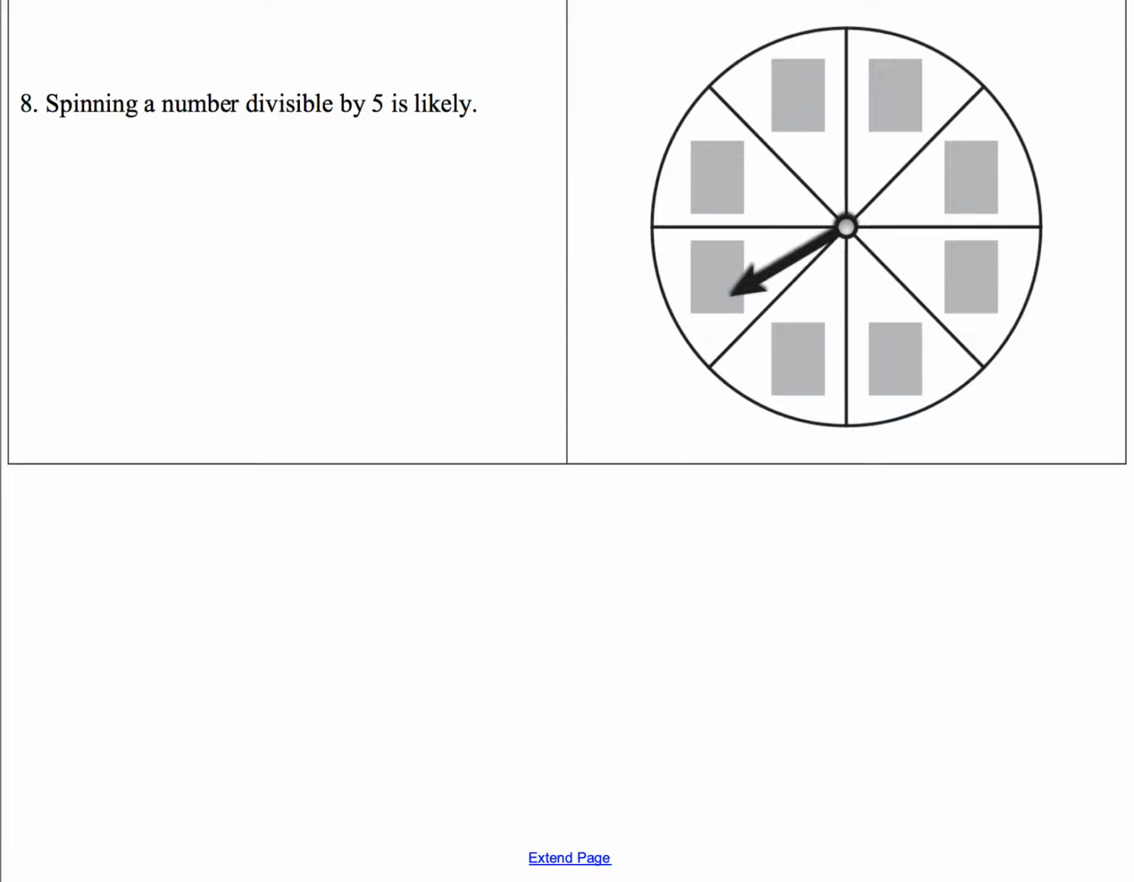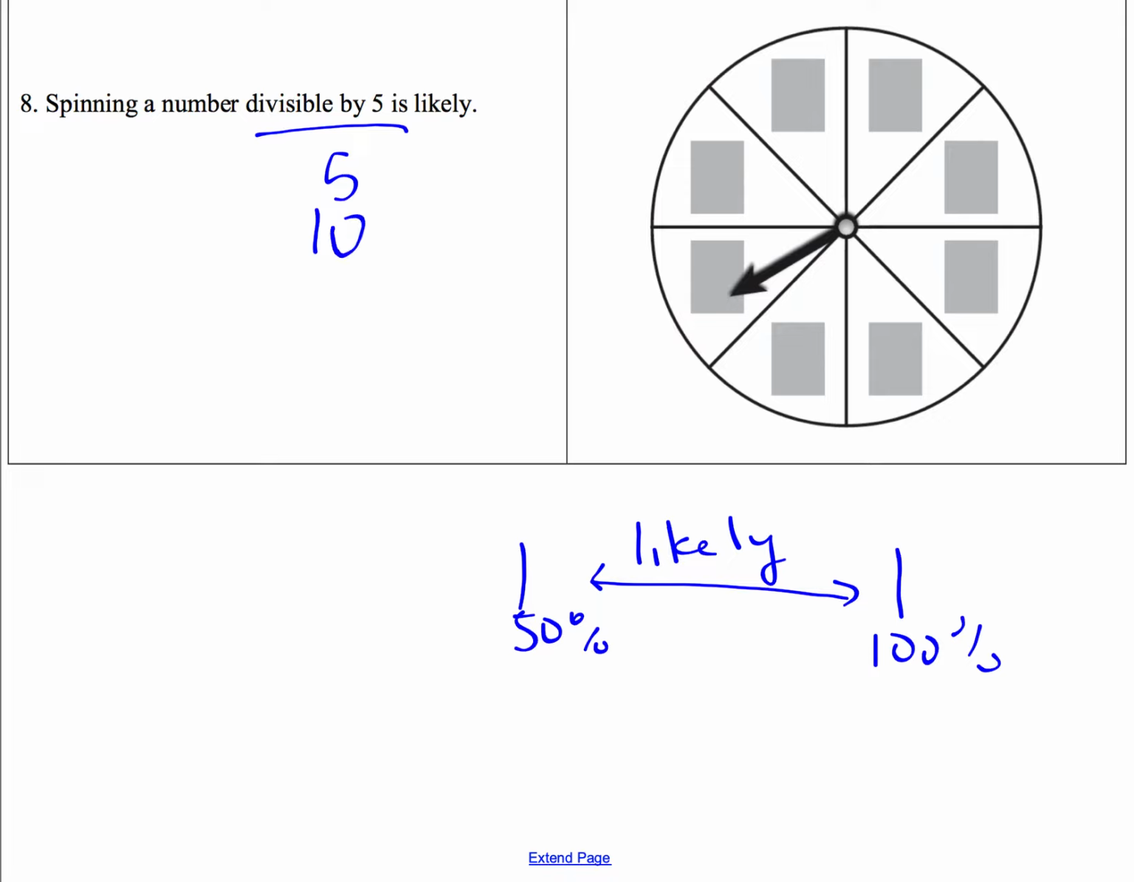Okay, number 8, spinning a number divisible by 5 is likely. All right, if we want it to be likely, it needs to be more than half. Remember that at 50%, likely is in this region. So we just need there to be more than half of them divisible by 5. Numbers divisible by 5, they end in either 5 or 0. So we're looking at the multiples of 5.